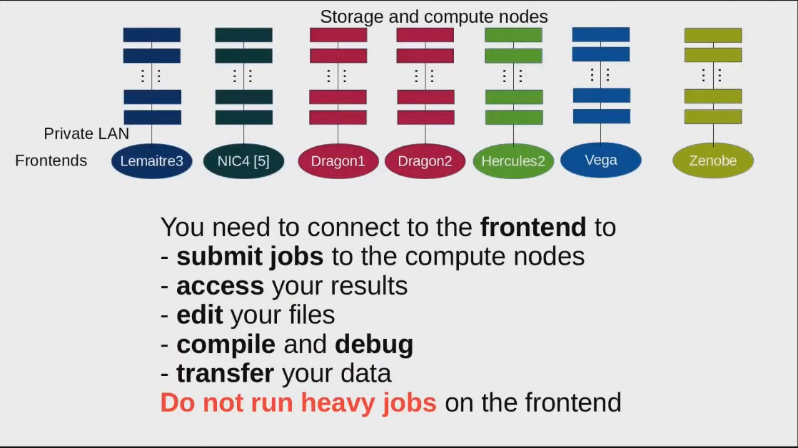The frontend is the special node to which you will connect with SSH. From this node, you will start your jobs, access the results and transfer data, edit your files, and compile and debug your codes. You should not execute jobs that require a large amount of resources. You will penalize the other users connected to the frontend.